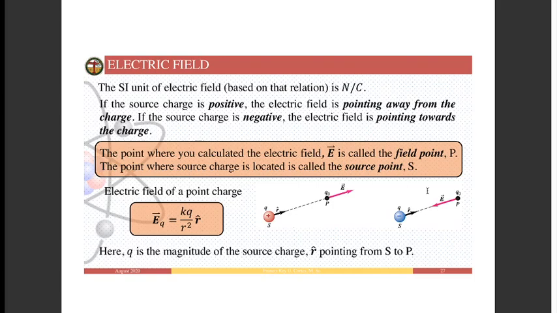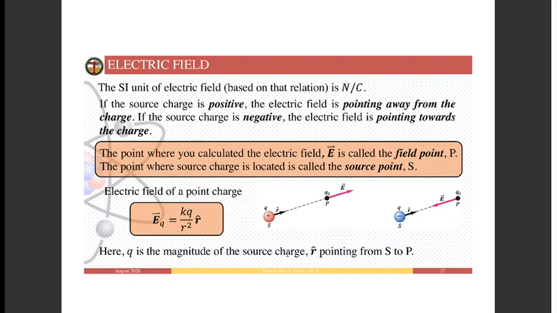So let's talk about the source charge. Your source charge is positive, meaning that the electric field is pointing away from the charge. If I have a positive charge, the electric field is pointing away. So we can use this if we have a field point.